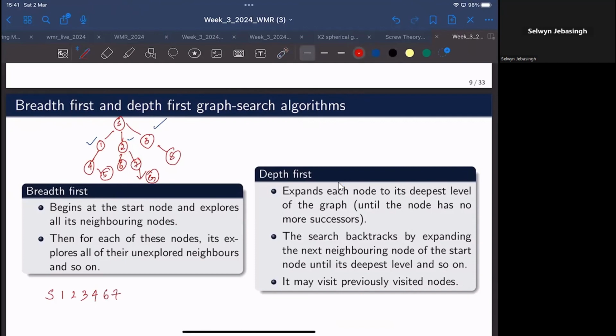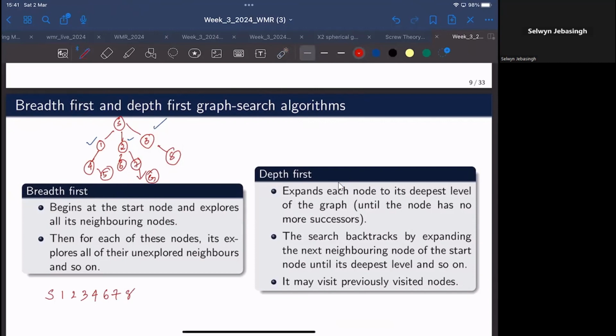6 and 7. Then again, what will be the neighboring nodes of 3? That will be just 8, because there are no other adjacent nodes connected to node 3. We'll stick with 8.